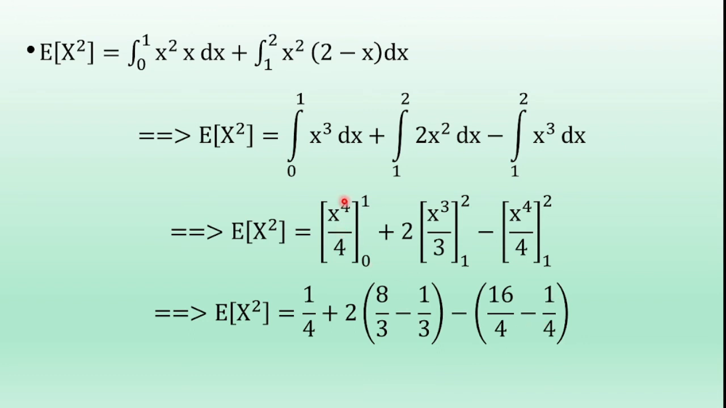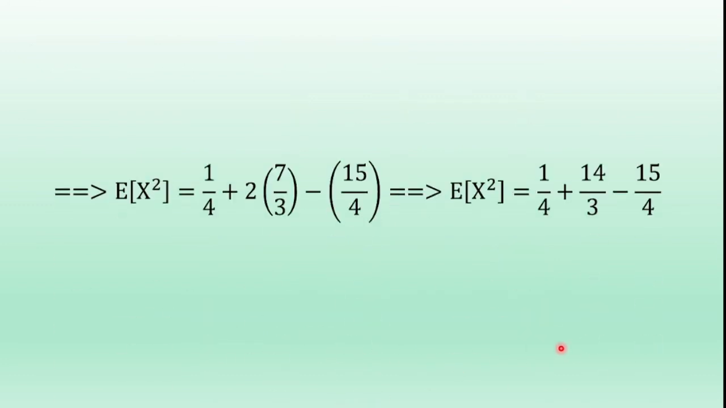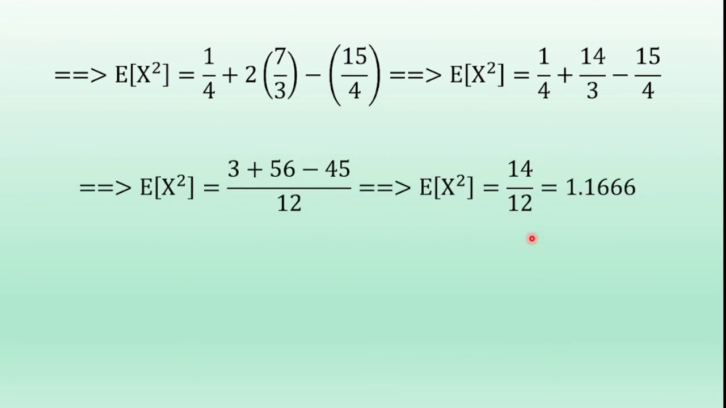After that, in this term, substitute the upper value of x and the lower value of x. We have 1 by 4. Here substitute upper and lower values: 2 cube is 8, 8 by 3 minus 1 by 3. Here substitute upper and lower values: 2 to the power of 4 by 4 minus 1 by 4. And reducing this RHS term, expectation of x square is 1.16.